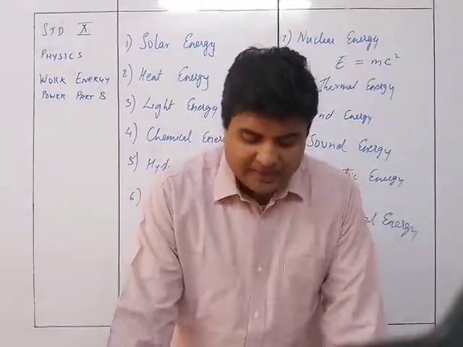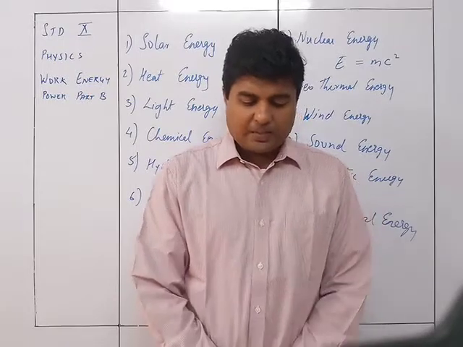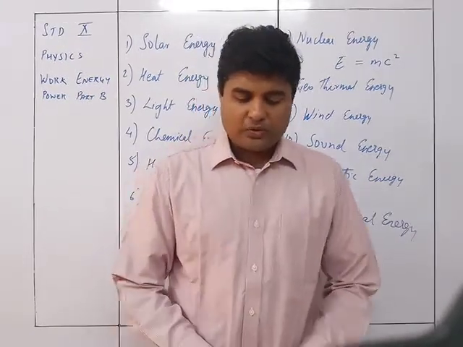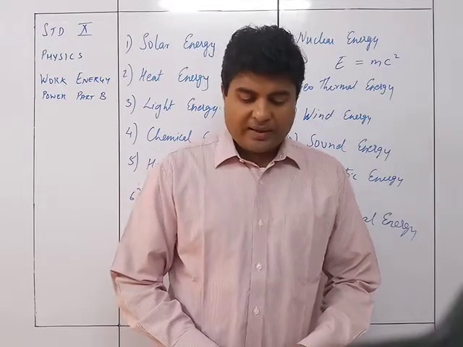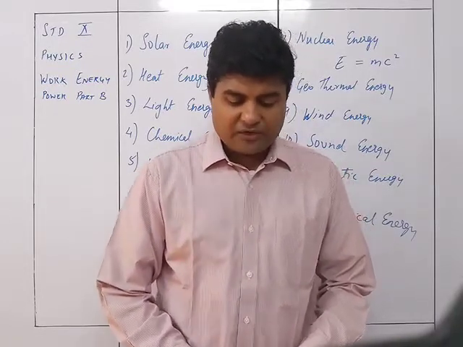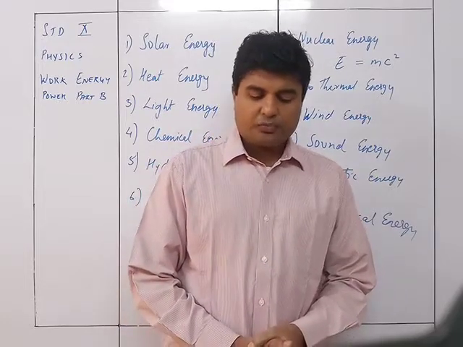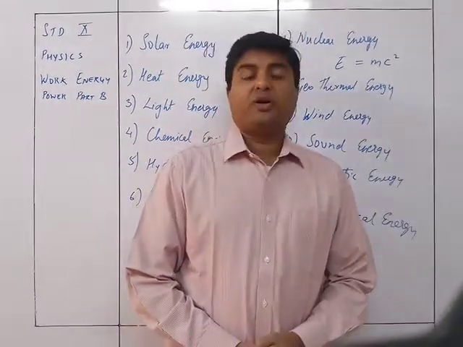When a bulb is lighted using electrical energy, a major part is lost in the form of heat energy, and only a small part converts into useful light energy. When a vehicle is run by using the chemical energy of its fuel, a major part is wasted in the form of heat and sound energy. Only a small part of the energy goes into mechanical energy.